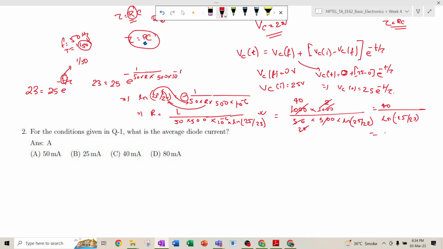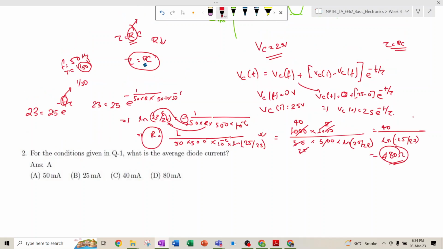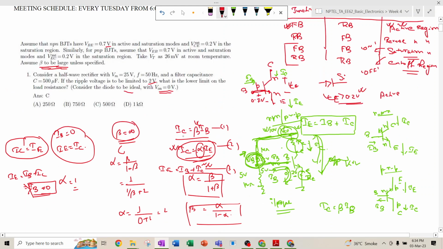So now I am using the calculator. 25 by 23 ln, so it comes out as 480 ohm. So this resistance value should be 480 ohm. According to the question, 480 ohm is close to 500, so taking some approximation, this 500 ohm should be the limiting value of this resistor.